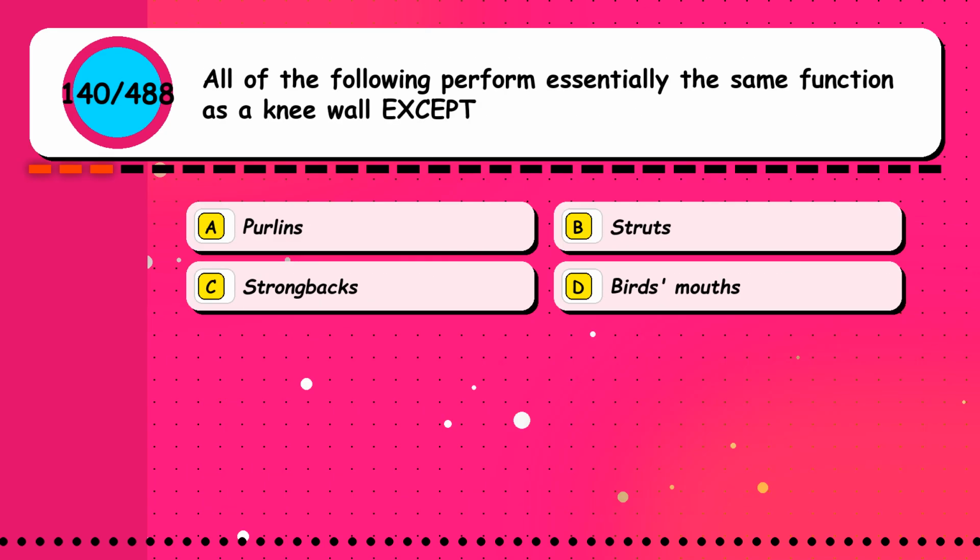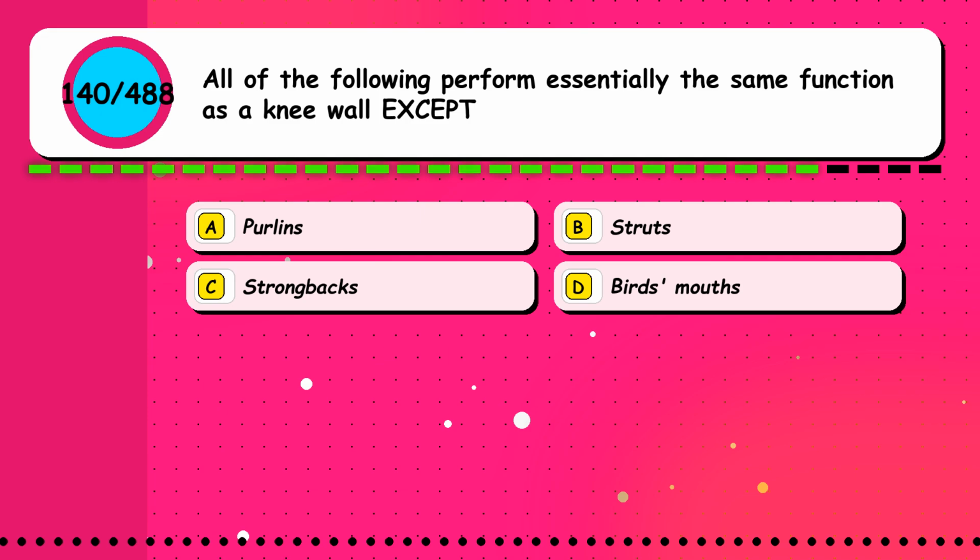Question 140. All of the following perform essentially the same function as a knee wall except: Option A. Purlins. Option B. Struts. Option C. Strongbacks. Option D. Birds' mouths.